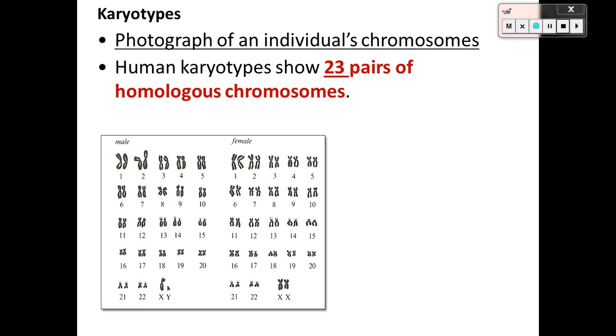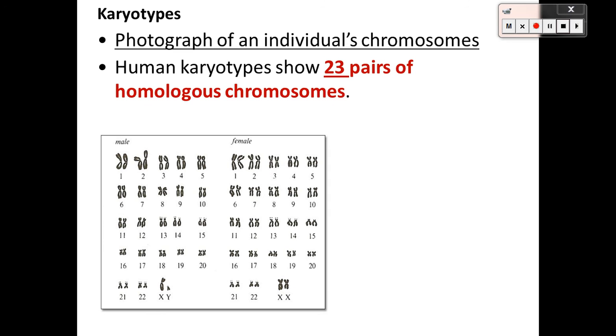And this makes sense because normal human beings have 46 chromosomes, so it would make sense that we would have 23 pairs of chromosomes. Now, most of these chromosomes we say are homologous. What I mean by homologous simply is that they are very similar to each other.